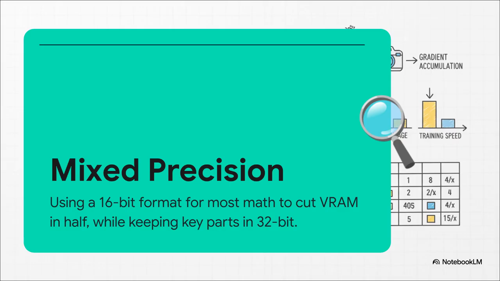Plus, it lets modern GPUs use their special hardware to go way faster. And the mixed part? We just keep a few really critical calculations in that high-precision 32-bit format to make sure everything stays stable. It's genius.